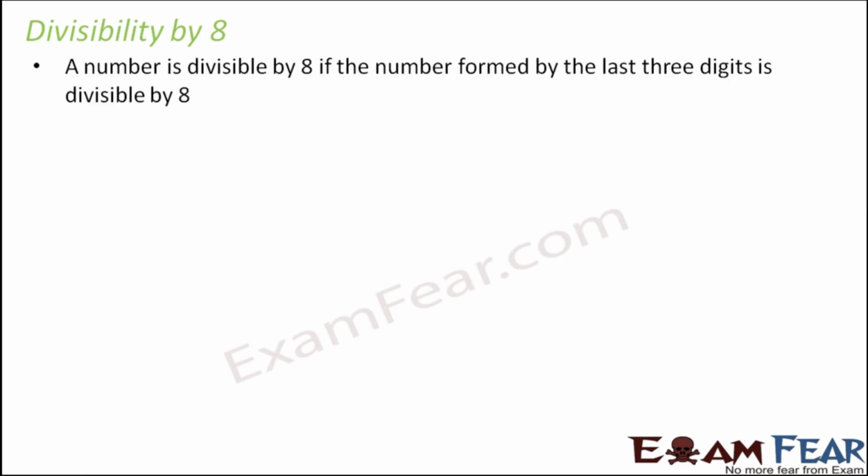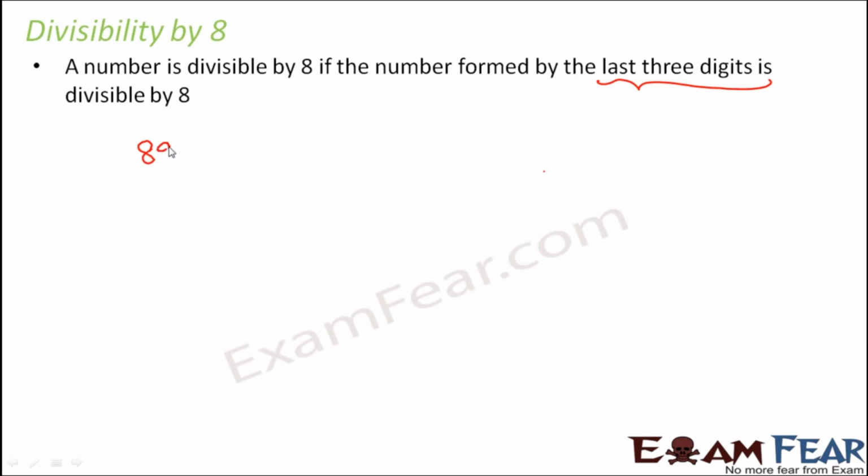Let us now talk about divisibility by 8. So what is that rule that tells us whether a number is divisible by 8 or not? So a number is divisible by 8 if the number formed by the last 3 digits is divisible by 8. Now, do you feel that this rule is a little similar to the divisibility rule by 4? Now in divisibility by 4, we used to check the last 2 digits, and in divisibility by 8, we check the last 3 digits. But otherwise the concept is the same. Let us take an example.